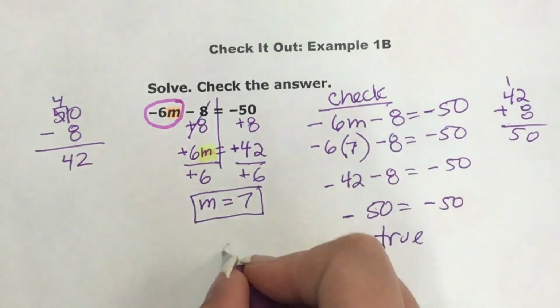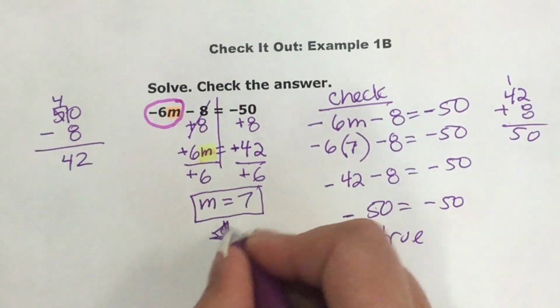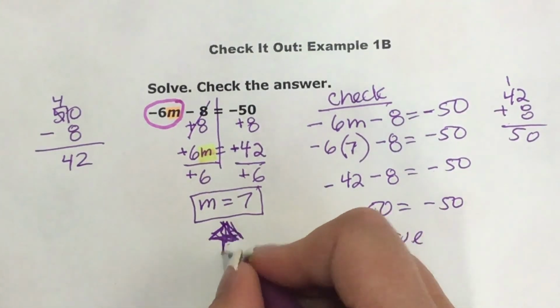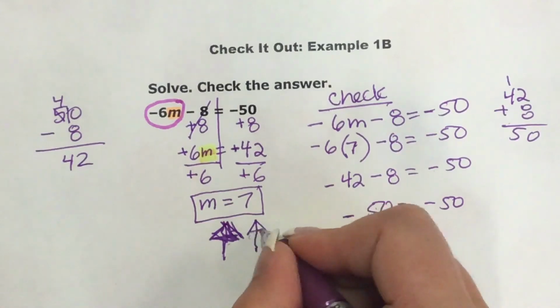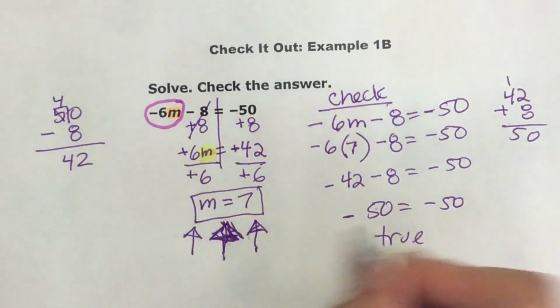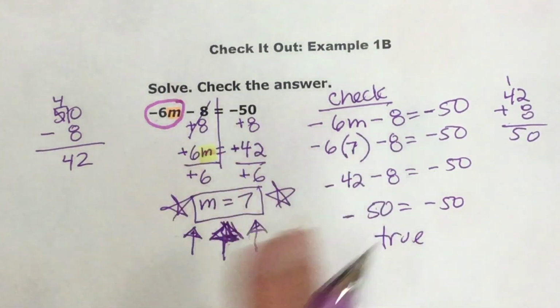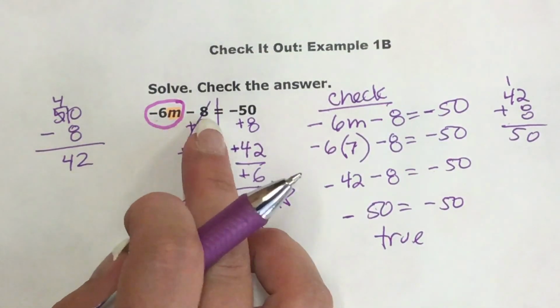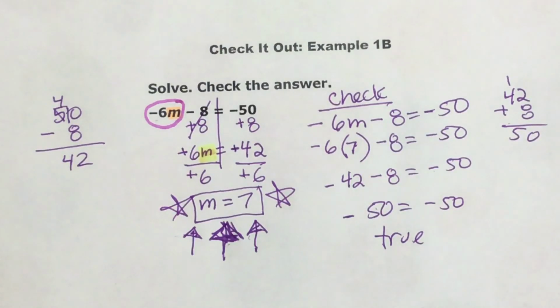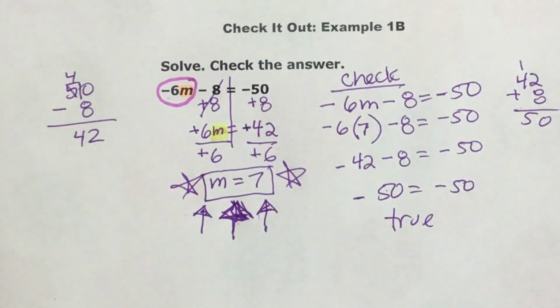So that's a true statement, which means our answer right over here. Oh man, I need to do a better arrow. I'm very sorry about that arrow. That was not that good. Okay, we'll do 2 small arrows on the side. So this answer right here, m equals 7, is the correct answer to this original equation, negative 6m minus 8 equals negative 50. All right, if you got those right, great job. So proud of you. See you next time.